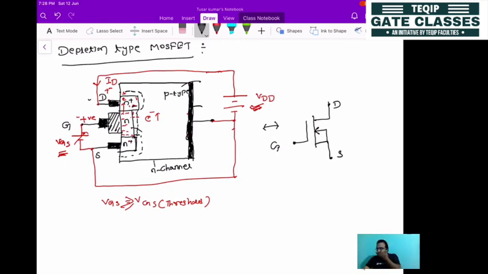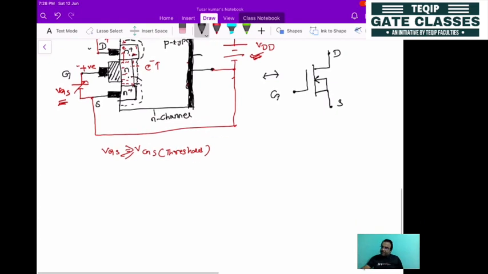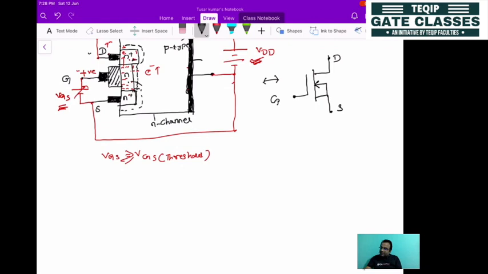Now, if you do the reverse, that is, instead of a P type substrate you put an N type substrate, and in place of this N plus you put P plus, here P and here P plus, then this will become a P channel, because the channel through which the charge carriers move will be made up of P type material. That's why it is called a P channel MOSFET. So now if you draw the circuit again for the P channel, it will look like this.